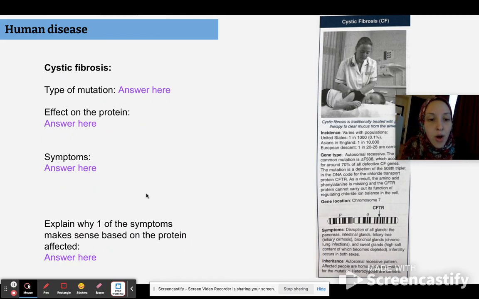Okay, so why do the symptoms make sense? Because they are related to the transport of chlorine in and out of cells. Okay. And what effect did our mutation have on the protein? Well, I think it made it non-functional, right? So as a result, the protein is non-functional and it can't carry out its function.